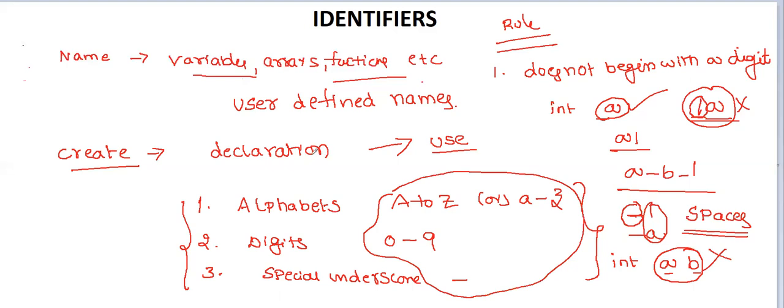Generally, in C language, the length of the identifier is generally less than 31 characters. It is preferred we use the length of the identifier as 31 characters. Okay, this is identifier. The next session we will discuss keywords.